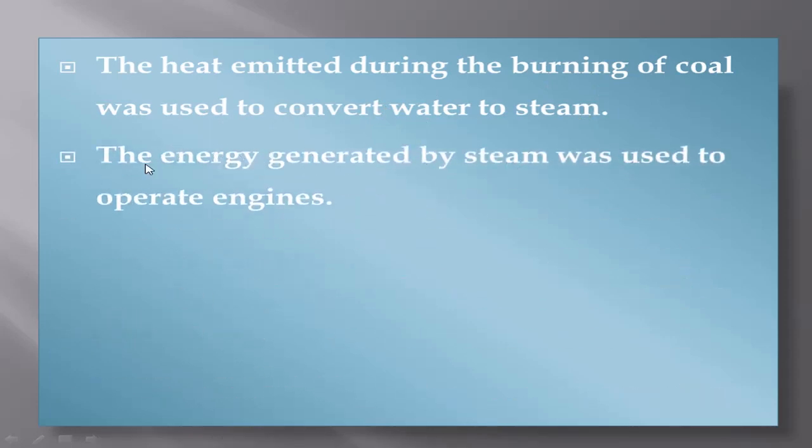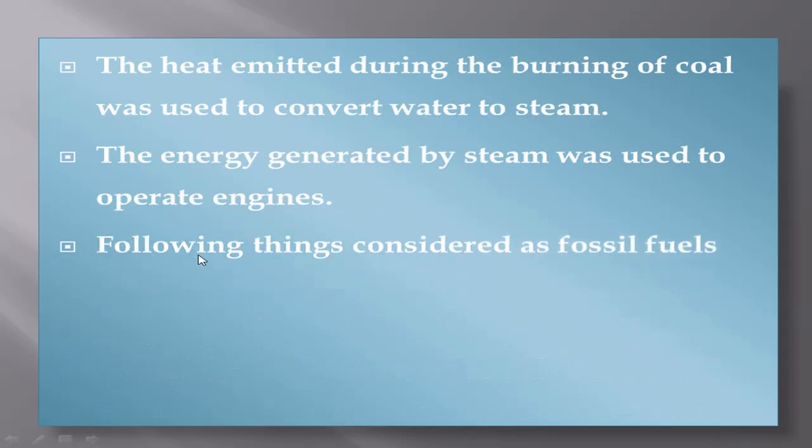Next, the energy generated by steam was used to operate an engine or turbine. By turning the turbine or engine, electricity can be produced. So it means coal, or fossil fuels, can be used to generate electricity. Then we will go to our next point.